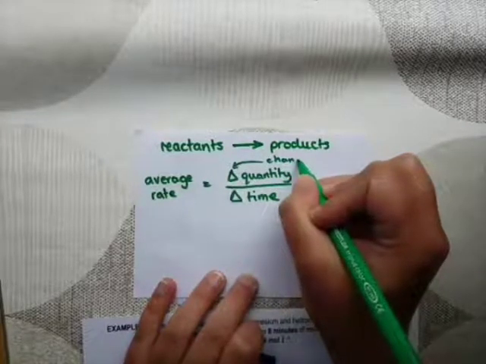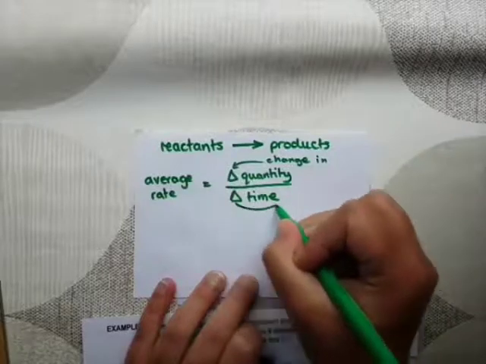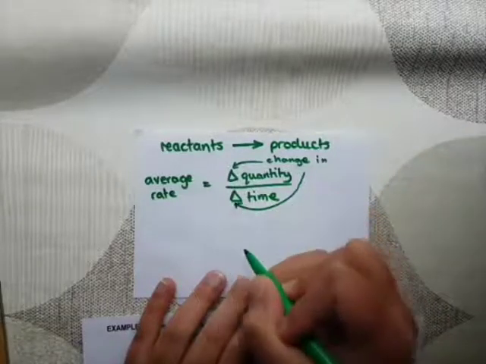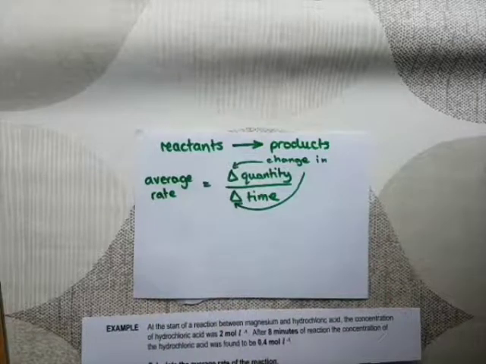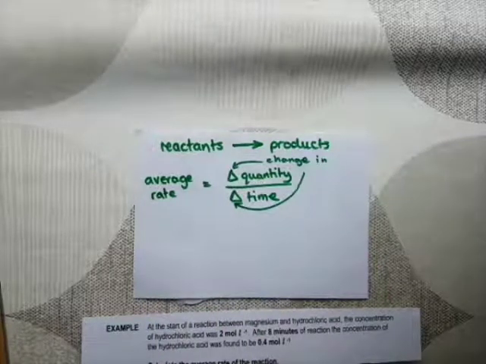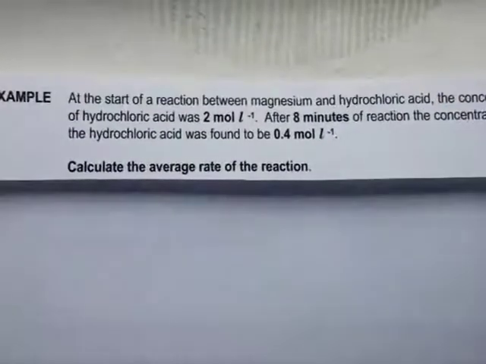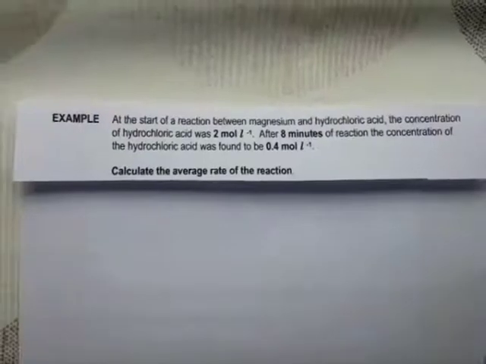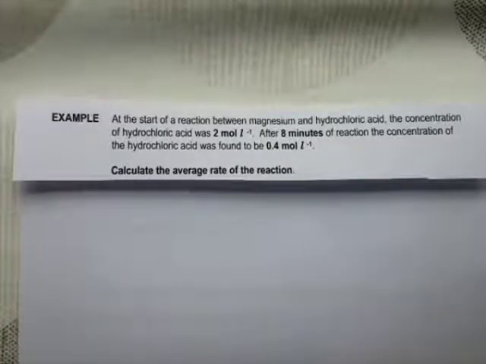The delta, the little triangle, is the Greek letter delta, and that means change in. Okay, so what we're doing to calculate rate is the change in quantity divided by the change in time. And I'm going to show you how I'd like you to set your working out for this type of calculation. So, let's get started with an example. Okay, and I would recommend that you write this down so that your notes make sense. So you might want to pause the video here and write this example down.